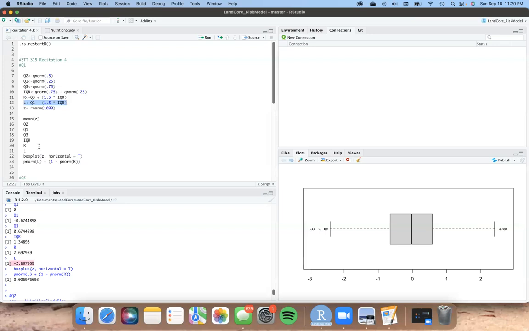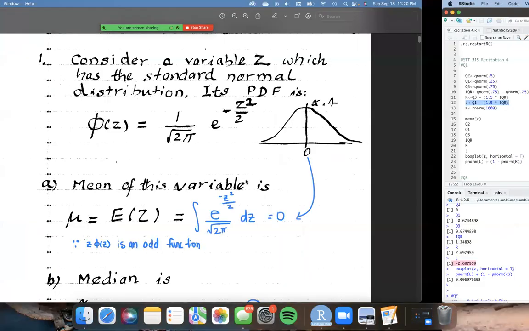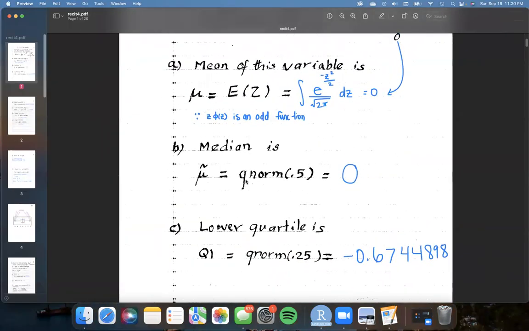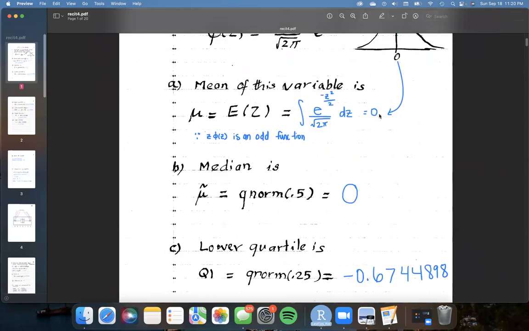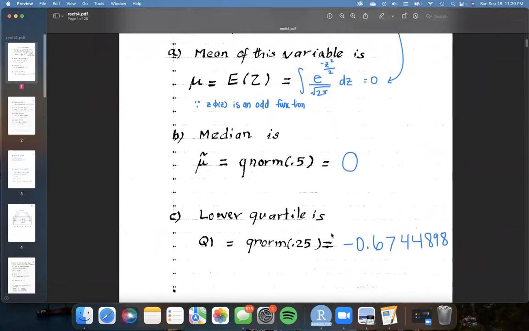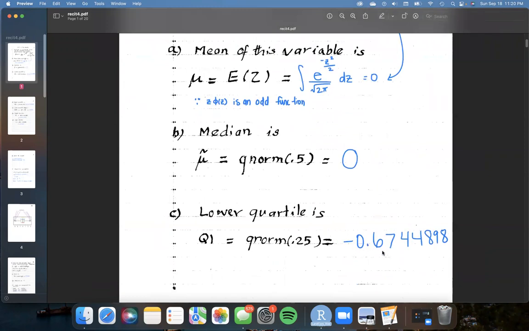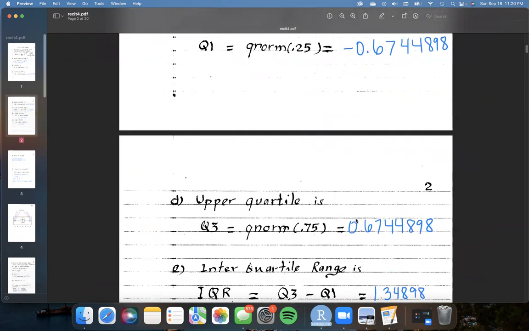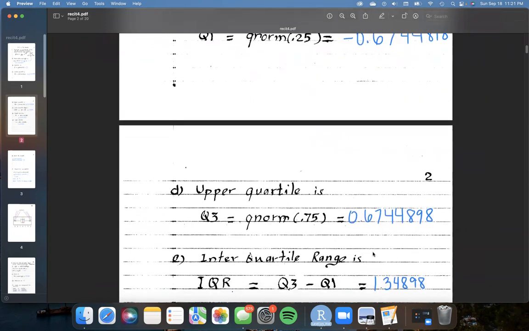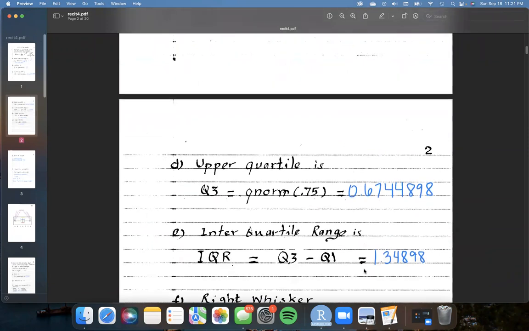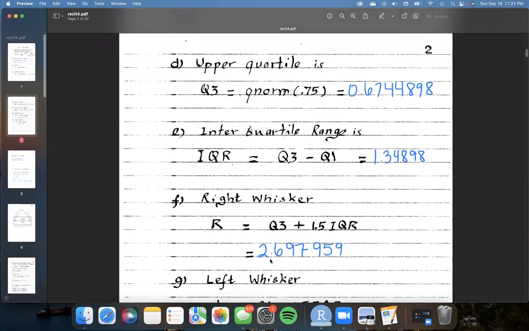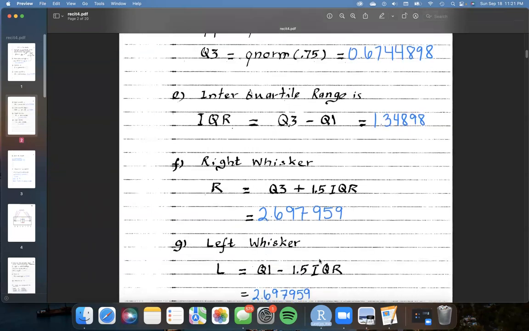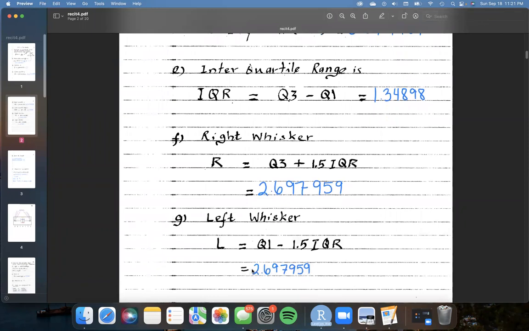Okay, so now the next task is to draw a box plot. So just to recap, our mean is 0. Our median is 0. Our lower quartile is negative 0.67. Our upper quartile is positive 0.67. Our interquartile range is 1.34898. Our right whisker is 2.697959. And our left whisker, this should be negative. I forgot to write the negative, but negative 2.697959.